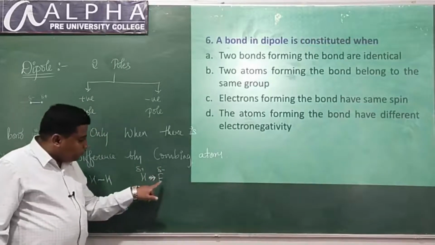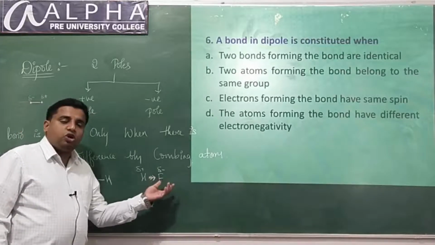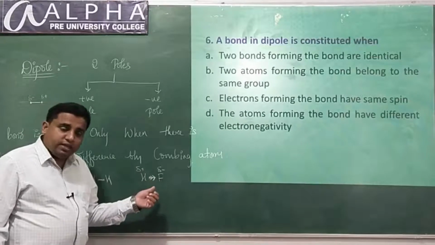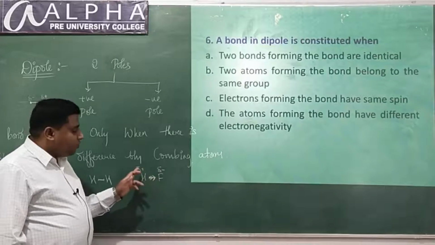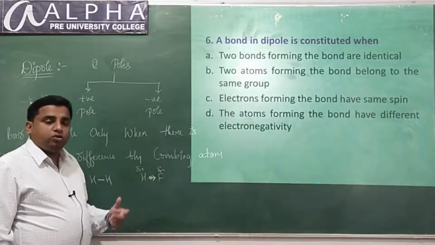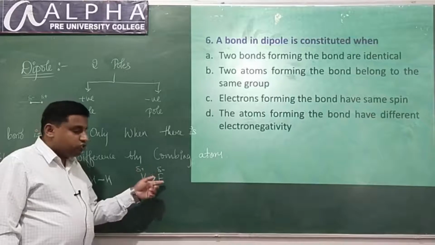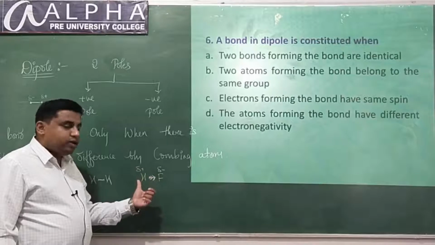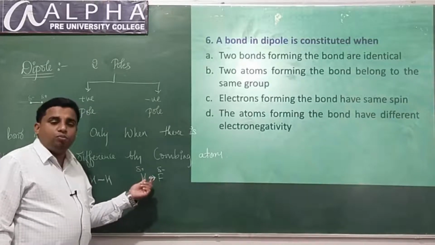Since fluorine is more electronegative than hydrogen, fluorine will withdraw the pi electrons towards itself. As a result, electron density on fluorine increases and hence it develops partial negative charge, whereas hydrogen will develop partial positive charge. Now look here, there is a dipole: positive pole, negative pole. Fluorine is the negative pole, hydrogen is the positive pole. There is a dipole.